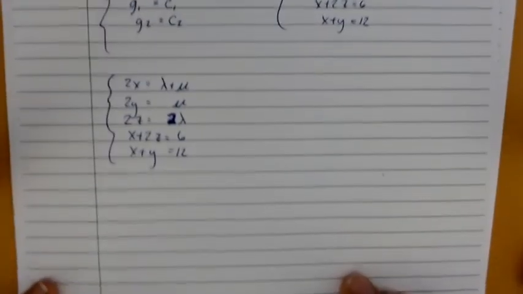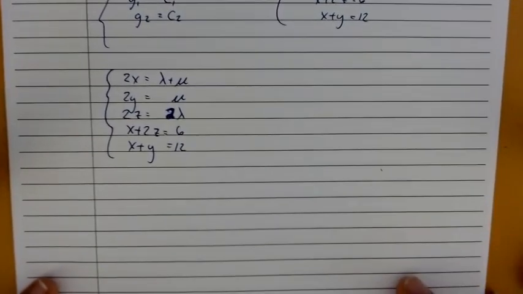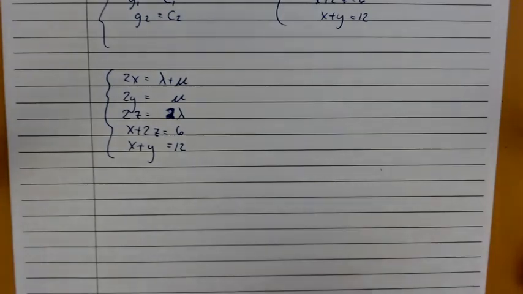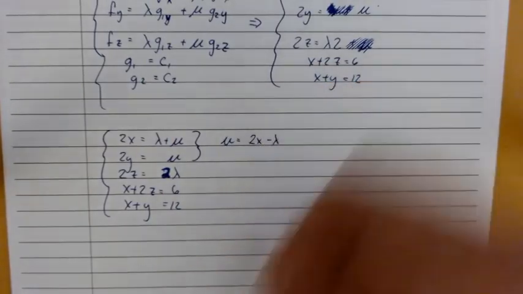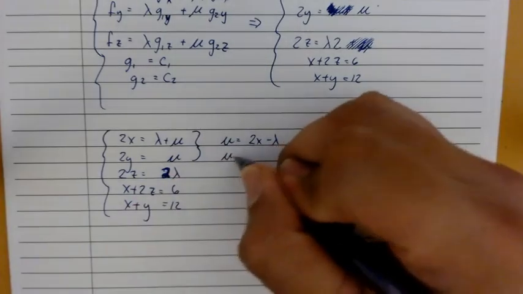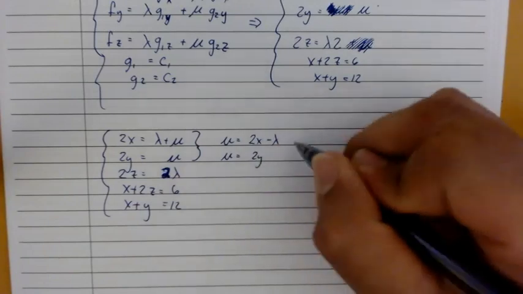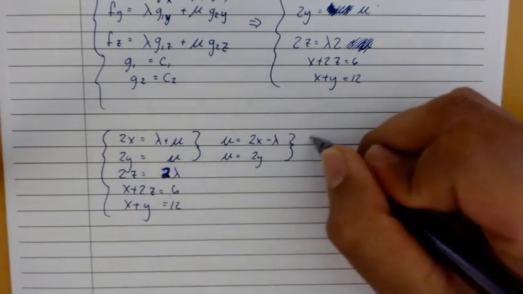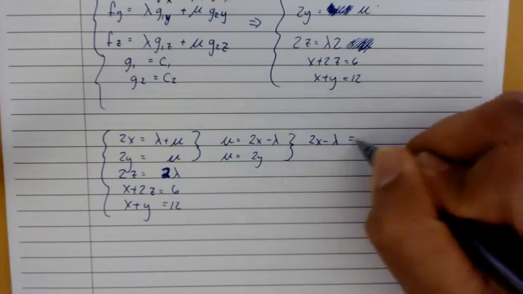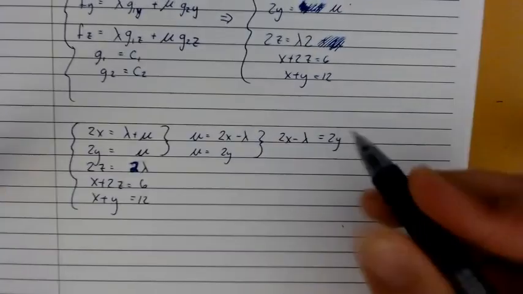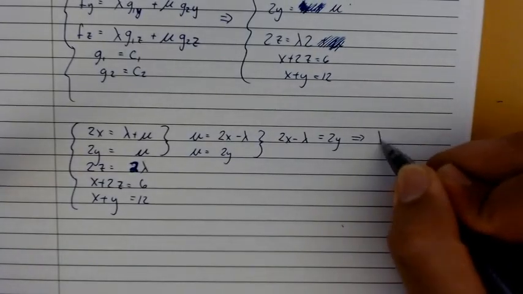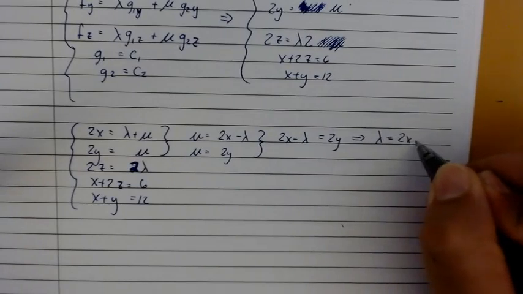All right, so now I can proceed to solve. Notice I don't really care what lambda or mu are. Those are placeholders. I really only care what x, y, and z are equal to. Looking at just the top two, mu is equal to 2x minus lambda, but mu is also equal to 2y, which means 2x minus lambda is equal to 2y. You can subtract 2y this way and add lambda over the other way, and that gives us lambda equals 2x minus 2y.